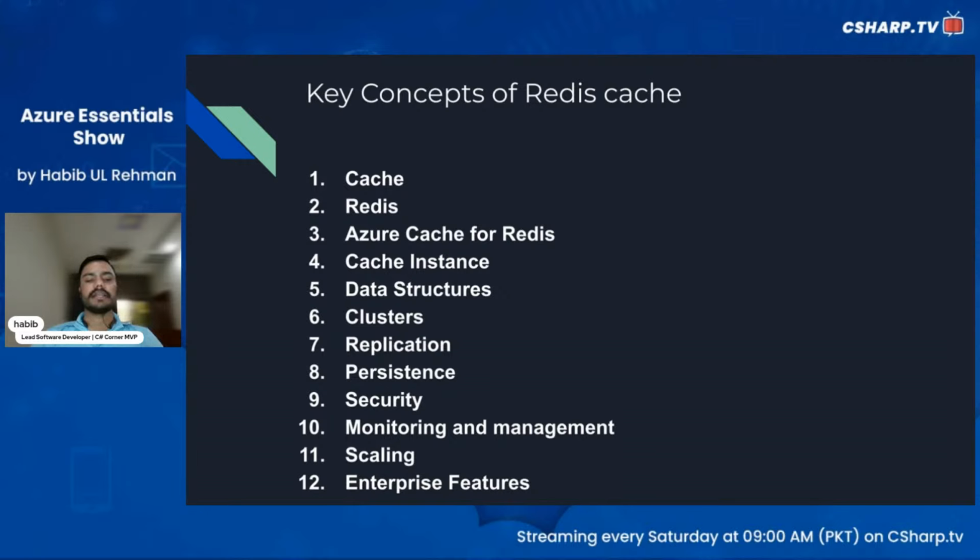Clusters. Clusters consist of multiple Redis nodes working together to provide higher availability, scalability, and fault tolerance. Clustering allows horizontal scaling and enables large data sets to be partitioned across multiple nodes, improving performance and reliability.